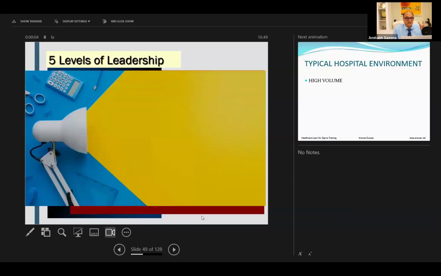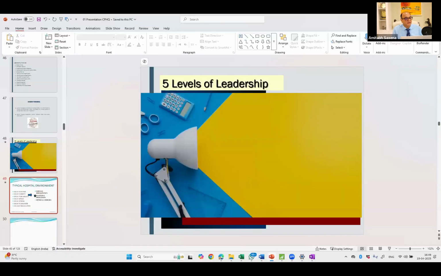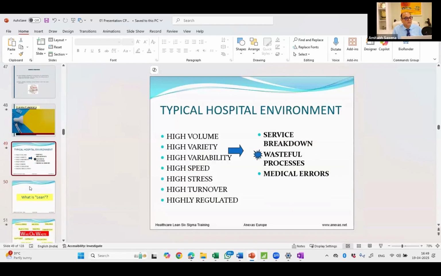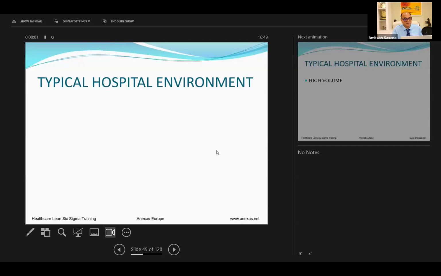I'm skipping these 5 levels of leadership because I'll rather spend time today on the tools and techniques, the important part. So let me tell you what waste typically means in the hospital. We'll start with that. Then I'll tell you how to do a project.